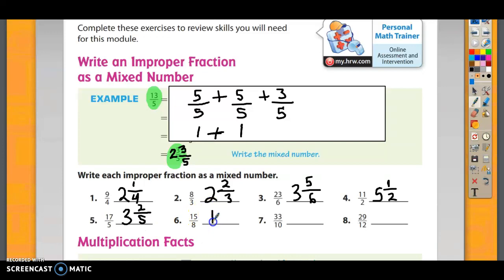8 goes into 15 one whole time, almost 2, but not quite, with 7 remaining. And so we can just check our work. 1 times 8 is 8, plus this 7 makes 15, and that stays over 8. 10 goes into 33 3 times, with 3 remaining. And 12 goes into 29 2 times. That's 24, plus 5 makes 29. All right, so that is the top. That's a reminder of how to take an improper fraction and make it a mixed number.